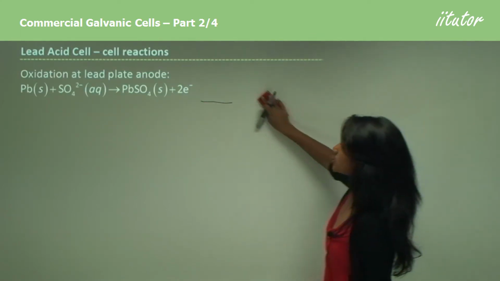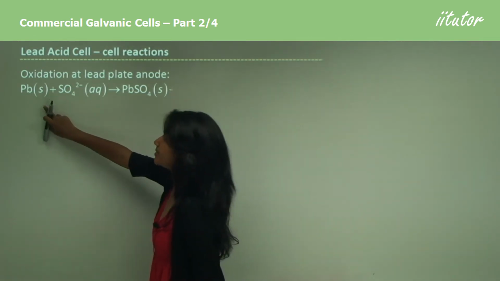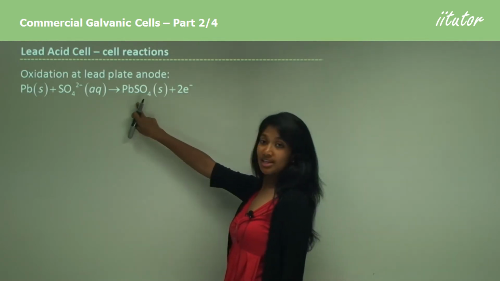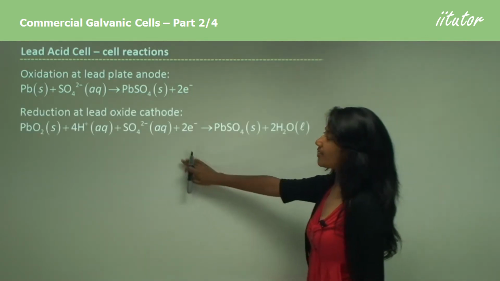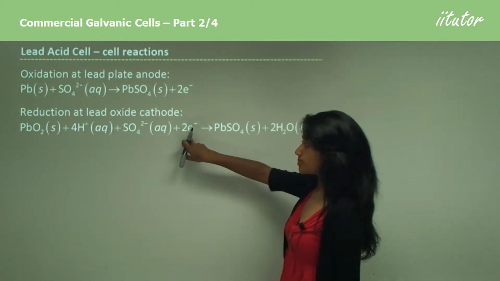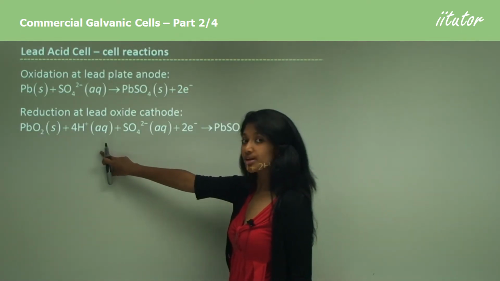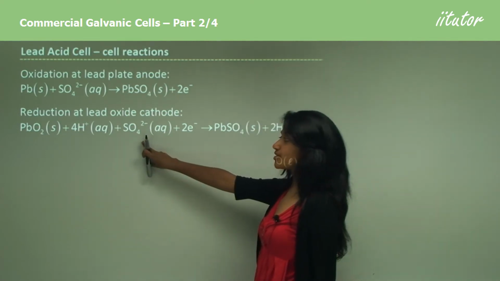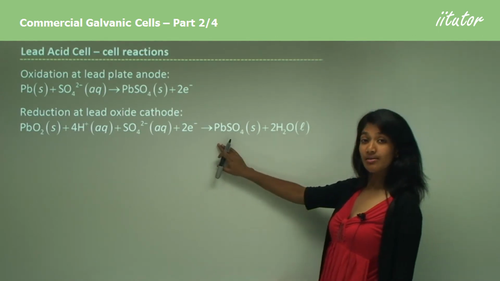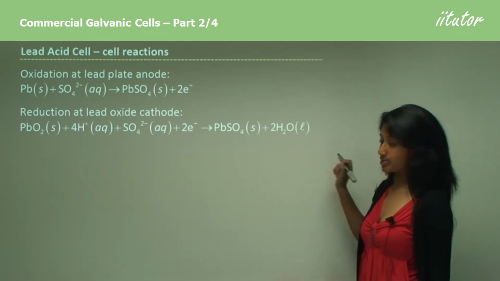So we have oxidation here. Oxidation at the lead plate. So here we have the lead and the sulfate ions. They would release 2 electrons, forming lead sulfate. And for the reduction at the lead oxide cathode, we have the 2 electrons being gained, and we have lead oxide plus the hydrogen ions from the sulfuric acid, and also the sulfate ions from the sulfuric acid, gaining electrons to form lead sulfate, which you remember were in brackets before, and water molecules.